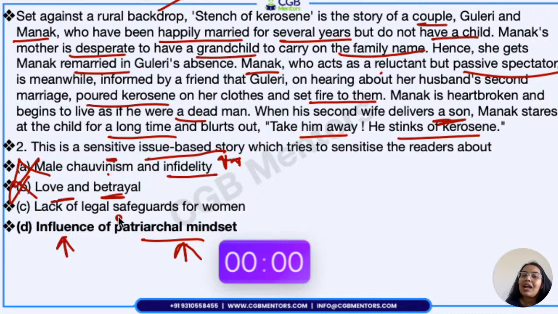Now, saying that the lack of legal safeguards for women is too narrow to be understood from the passage. इतना narrow option आपका आंसर नहीं हो सकता.